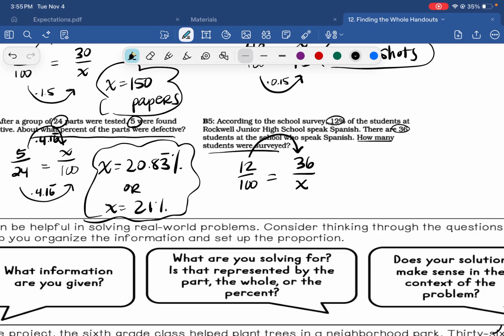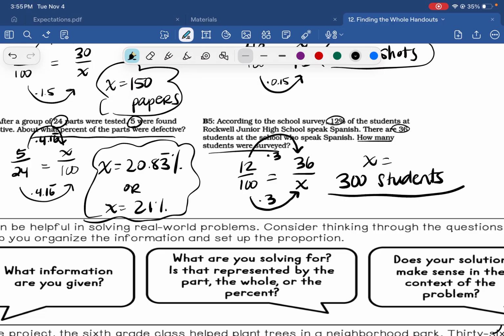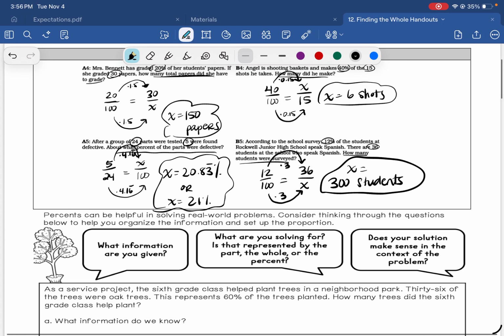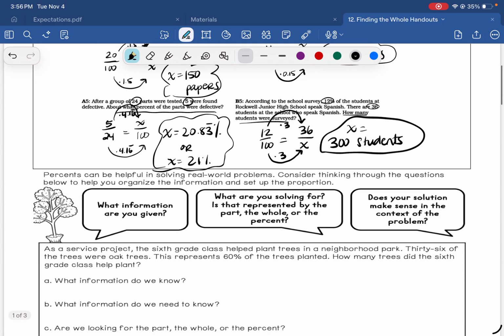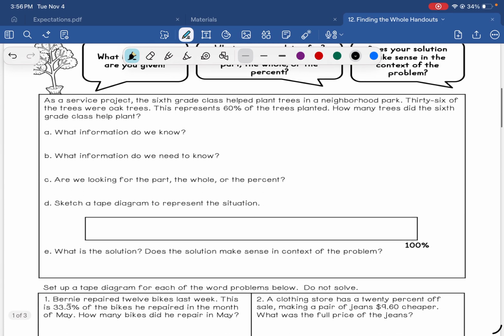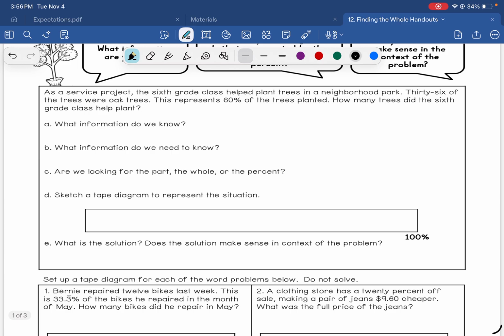This is nice. So from 12 to 36, we would just divide 36 by 12, and that's 3. Multiply 100 by 3, and this is really nice because x equals 300 students. And that's our answer. All right, so I'm going to do this front side for you, and then you're going to be in charge of the back side and the homework.